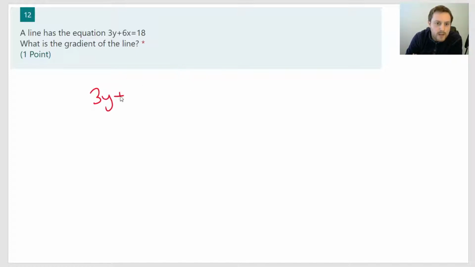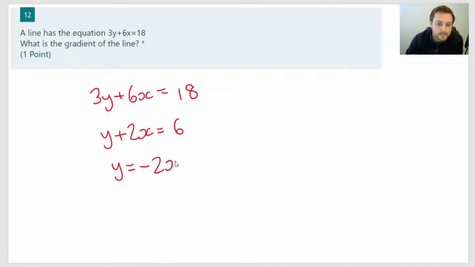So 3y plus 6x equals 18. There's two choices here. You could divide everything by 3 and then take away, or you could take away 6x and then divide. Okay, so let's divide everything by 3. So y plus 2x is 6, and then take away 2x. And then the gradient is then just -2. Okay, it's just wanting the gradient. So the answer to that is -2.